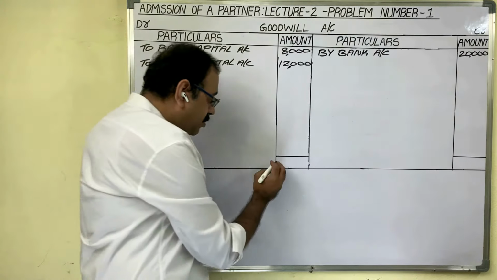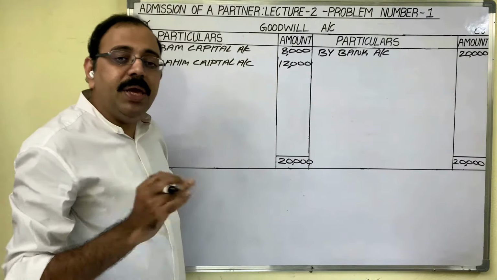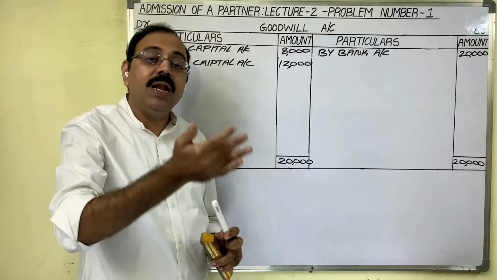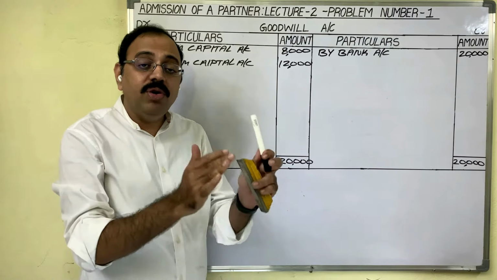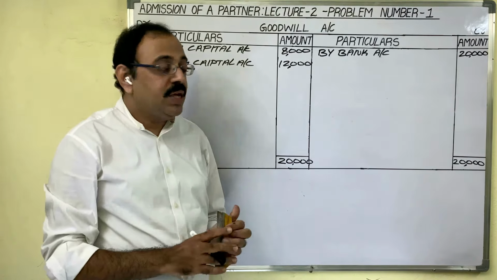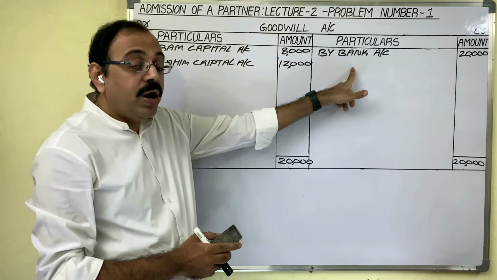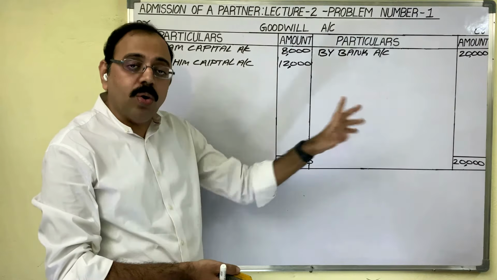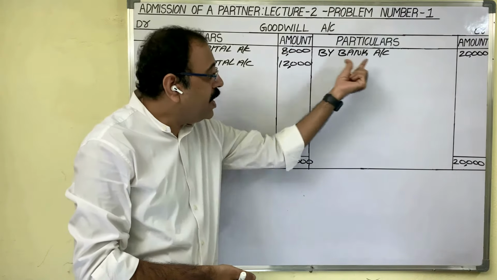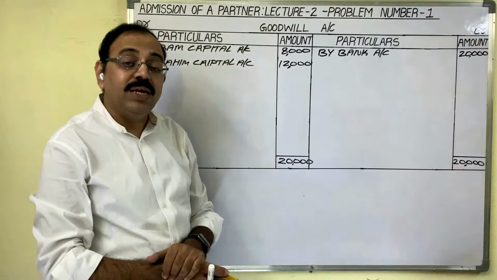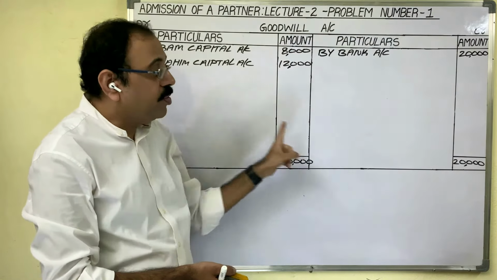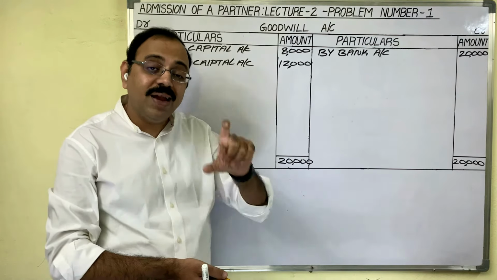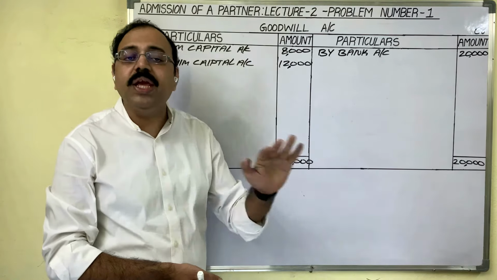Put the totals. So remember, in the premium B method, that is when the new partner is bringing capital and goodwill, and when goodwill is retained in the business, in the goodwill account you should not get any balance carried down. So the goodwill account should get closed. As there is no balance carried down in the goodwill account, it means the goodwill account is closed. As it is closed, in the new balance sheet under the asset side, we should not show any goodwill amount.